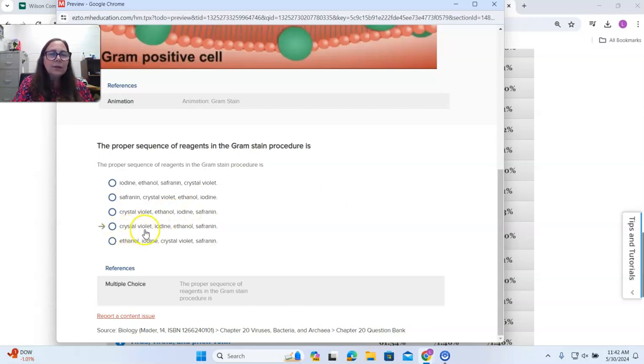So these are the reagents that are used. Crystal violet stains the gram-positive bacteria purple, and the iodine is necessary for that crystal violet to lock into the peptidoglycan layer of the gram-positive bacteria. The ethanol is the decolorizer, and then safranine is the red stain that causes the gram-negative bacteria to appear pink.